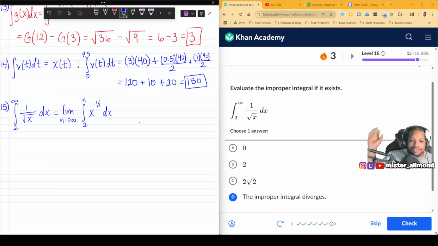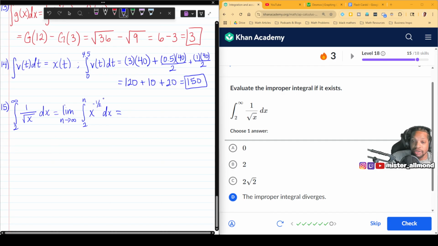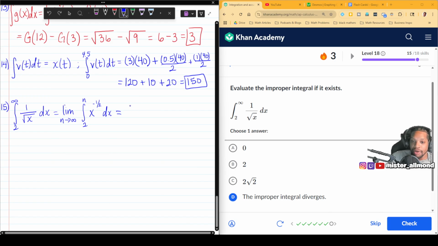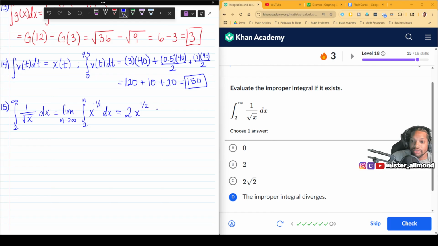Okay, the PhD in math says work it, so I'm gonna do that. So reverse power rule means I would add 1 to the exponent. So negative 1/2 plus 1 will be 1/2. And then I divide by that new exponent. So dividing by 1/2 is the same thing as multiplying by 2. So I should get this, which is the same thing as 2 root x. And I'm evaluating this from 2 to n.